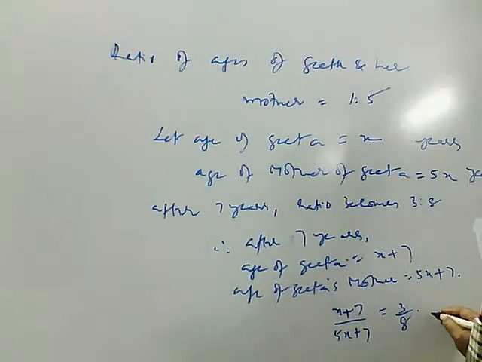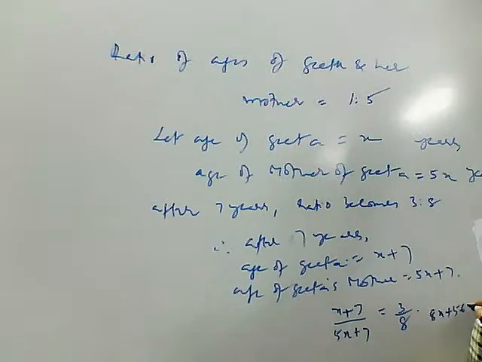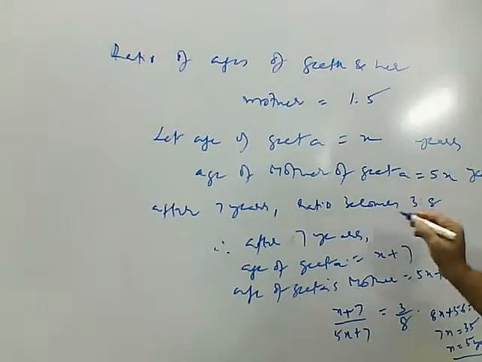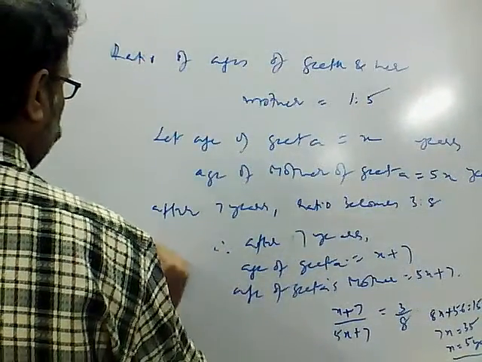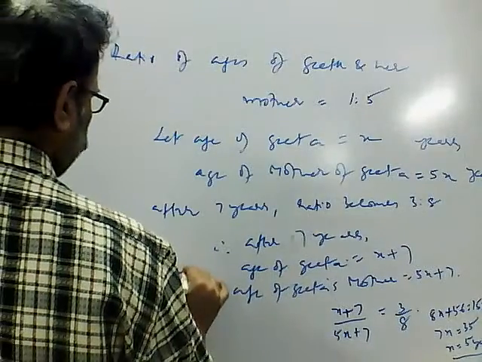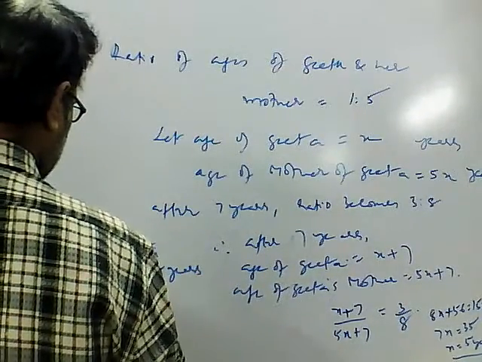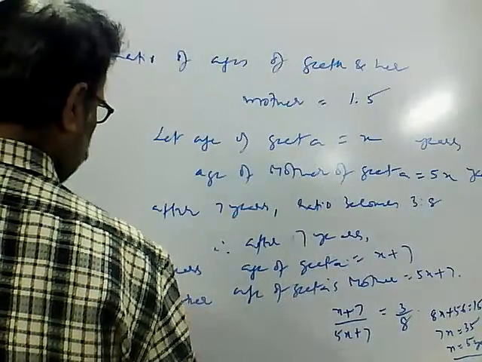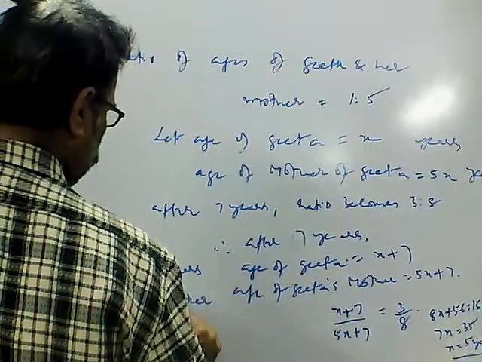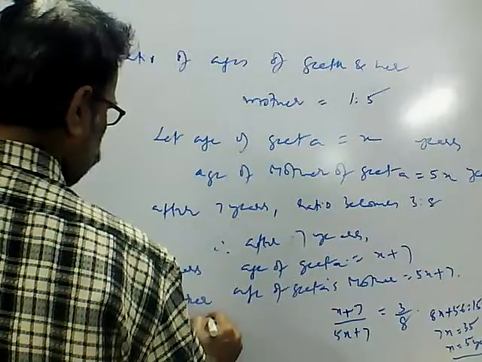Now cross multiply. 8x plus 56 is equal to 15x plus 21. 7x is equal to 35. x is equal to 5. So the age of Geeta is 5 years. The age of mother is 5 into 5, 25 years. Therefore, the age of Geeta is x, which is equal to 5 years, and the age of Geeta's mother, 5x, is equal to 5 into 5, 25 years.